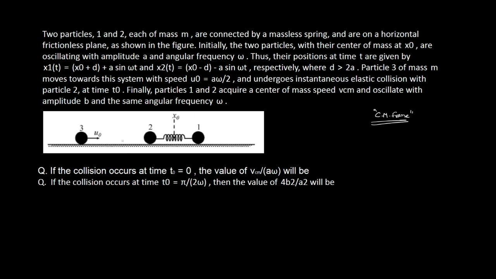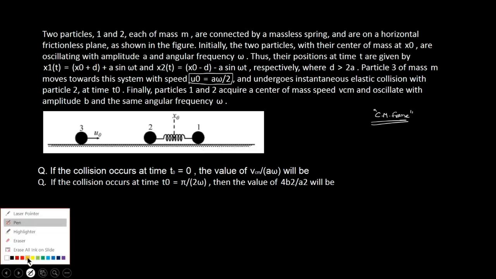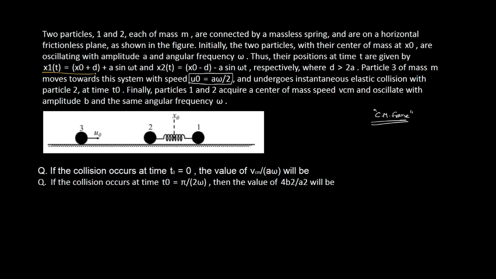Now in the question, they have given different functions. There are two balls connected by a spring, and a third ball is coming with velocity u0, where the u0 value is given as a omega by 2. They have given the position of the first particle as x0 plus d plus a sin omega t. This last function tells you it is related to simple harmonic motion. Even the second particle's position is given as x0 minus d minus a sin omega t.